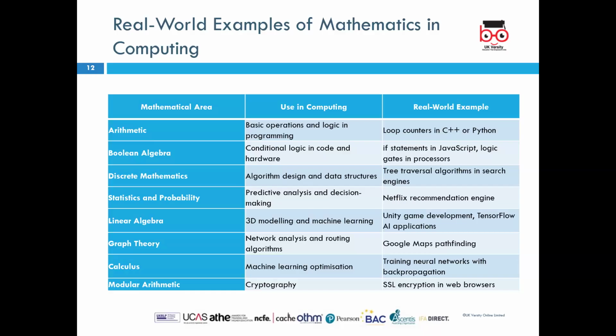Linear algebra: 3D modeling and machine learning are uses in computing, and like I mentioned before, Unity game development, TensorFlow, AI applications. These are some examples of real world scenarios for this. Graph theory: network analysis and routing algorithms, and an example of this can be Google Maps pathfinding. Calculus: machine learning optimization, training neural networks with backpropagation as an example.